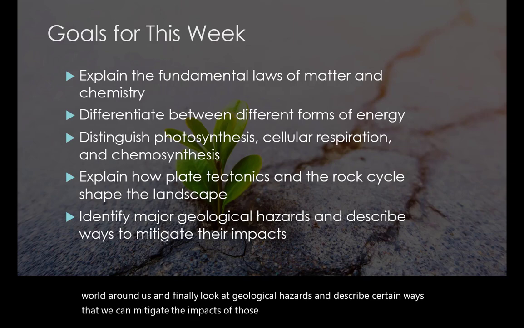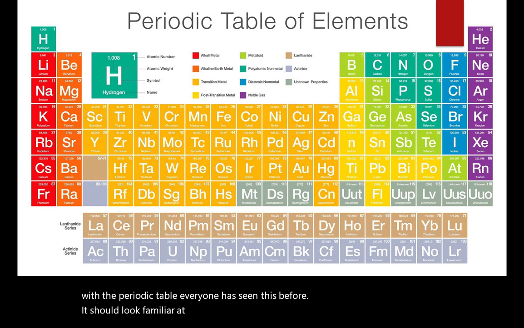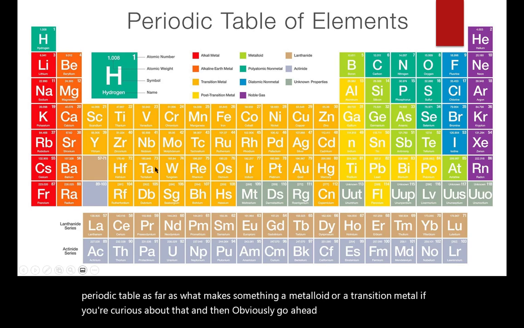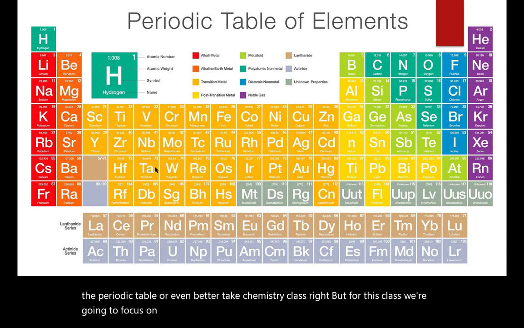So let's go ahead and get started with the periodic table. Everyone has seen this before. It should look familiar at least. We're not going to go into too much detail in the periodic table as far as what makes something a metalloid or a transition metal. If you're curious about that, then obviously go ahead and dig a little deeper into the periodic table, or even better, take a chemistry class, right? But for this class, we're going to focus on the basics.